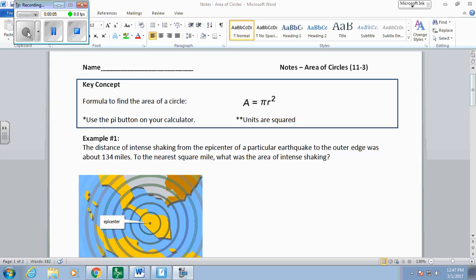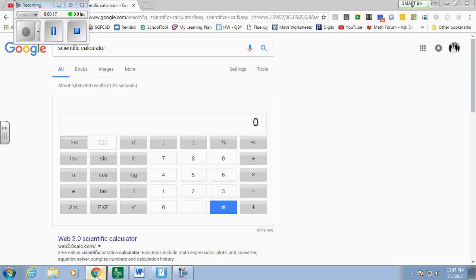I just want to give you a heads up that we will need a scientific calculator for this topic, so please make sure that you locate that now. If you don't have a scientific calculator, I've gone to my good friend Google and I typed in scientific calculator and this popped up. What we're really focusing on today is the pi button, and that's where the pi button is located here. So take a moment to try and find the pi button on your calculator. If you can't find it, please let me know.